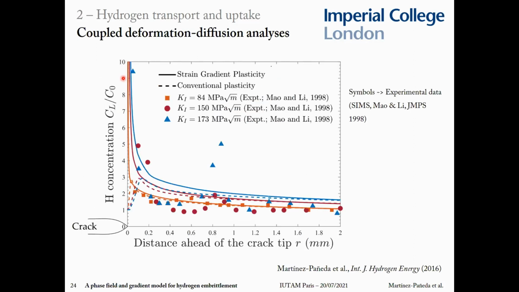And of course, it's very difficult to measure hydrogen over microns ahead of a crack, but there are some experiments that have been published. And as you can see, there's a bit of scatter, but it seems that gradient plasticity predictions agree much better with experiments. In fact, there are two clear trends that we see with experiments that we cannot capture with conventional plasticity, which is that the hydrogen concentration increases as you approach the crack tip, and that the hydrogen concentration increases with applied load.